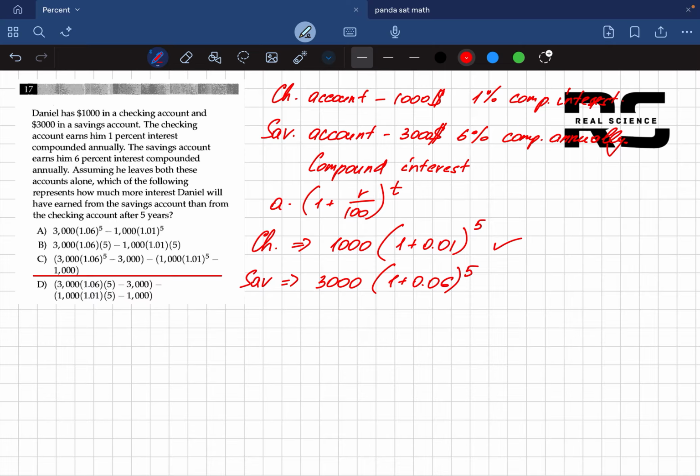But these two formulas will give me how much money I would have at the end after 5 years. I want to calculate the interest I've earned. Say in the end I had 5,000, but I've invested 1,000. In order to calculate the interest, I just need to subtract the initial amount from the final amount. Here the initial amount is $1,000, and for savings, $3,000.